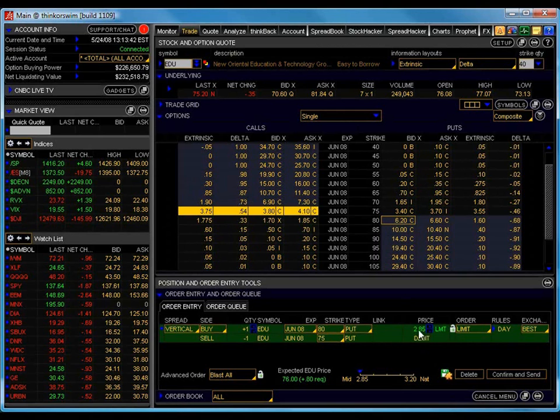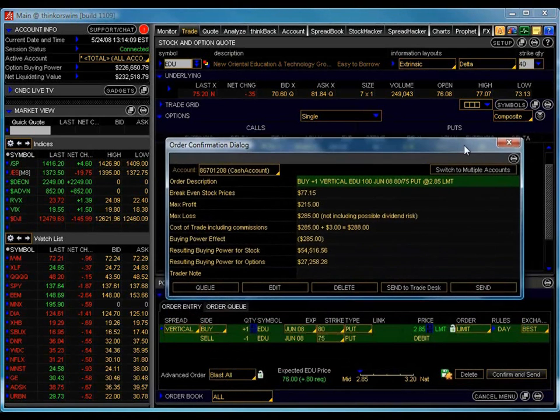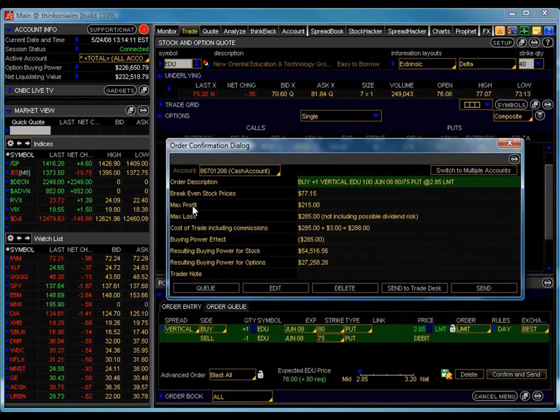In this case, the debit is $2.85, which gives us a profit of $2.15, which is the difference between the strike prices, which is $5 minus the $2.85 that we paid for the vertical spread, and it gives us a profit of $2.15 if the stock moves down to 75 or below on expiration. So if we go ahead and bring up the dialog box here for the order confirmation, you can see that the maximum profit is $2.15. Maximum loss is exactly what we paid for the spread, $2.85. And the cost of everything is $288.